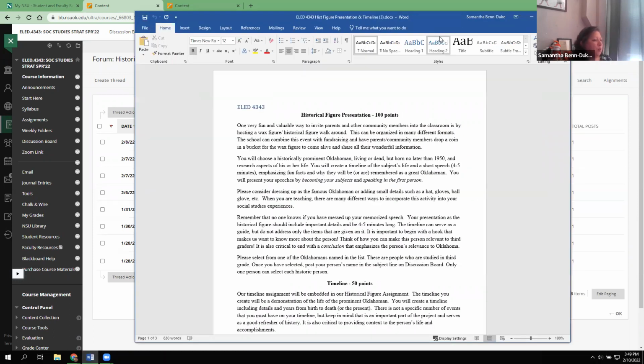All righty, so what you are going to do is begin doing some research on this person. As you're researching, you're going to develop a timeline. The timeline is a very important piece of this project because you are situating this person in the context of what was taking place historically during this person's life. That includes looking at what was going on in Oklahoma, as well as what was going on in the country and what was going on even internationally.